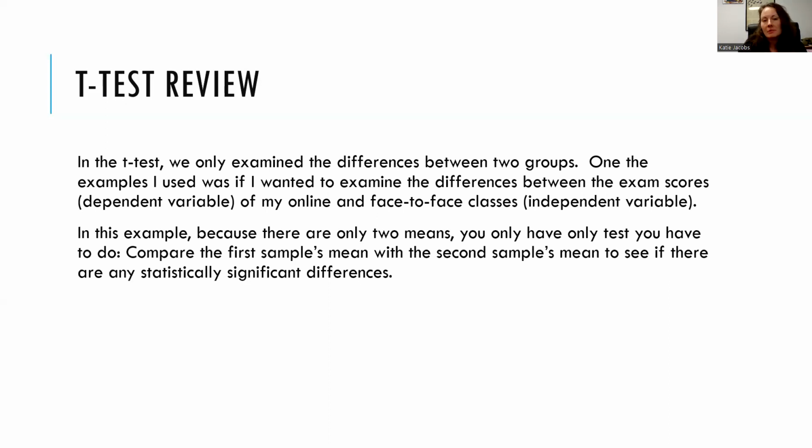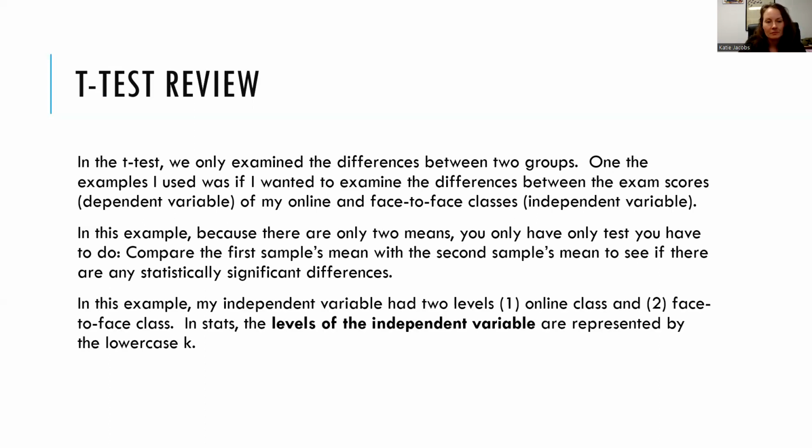And so in this example, because there's only 2 means, you only have to do one test. You compare the first sample's mean with the second sample's mean to see if there are any statistically significant differences. In this example, my independent variable had 2 levels. It had 1, which was my online class, and 2, which was my face-to-face class. In stats, the levels of the independent variable are represented by a lowercase italicized k. So make sure that goes onto your handy dandy symbol sheet.